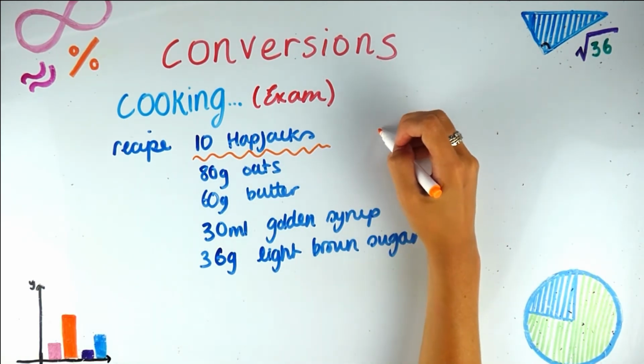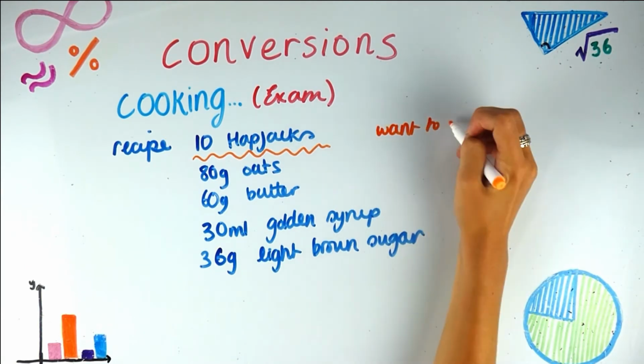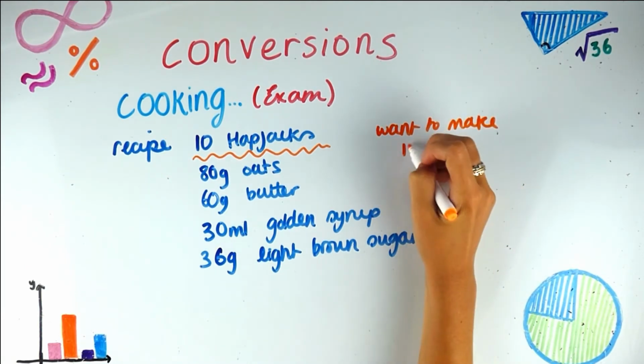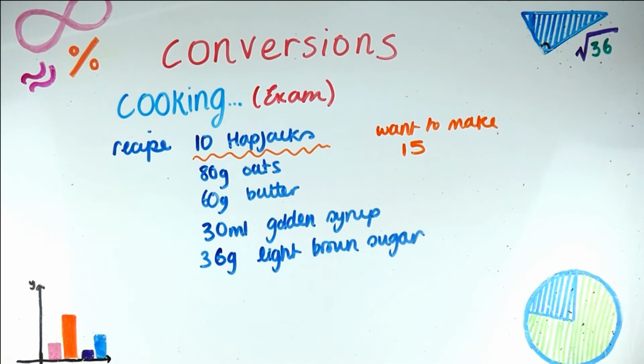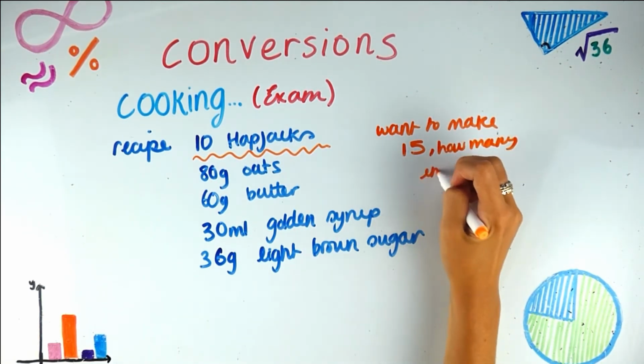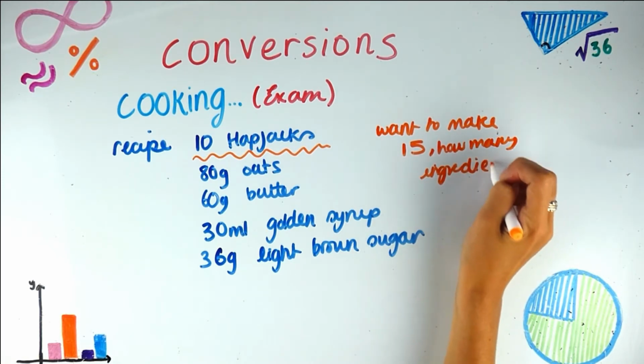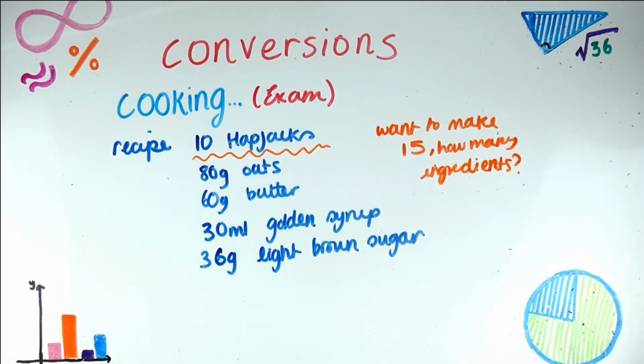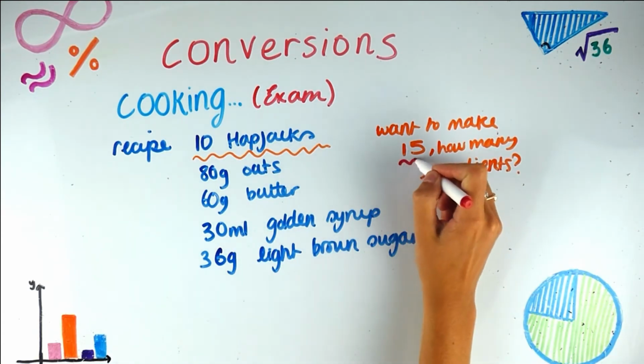So I want to make 15 flapjacks because I'm greedy. How many ingredients? Like, what's the weight? That's probably not the best way of phrasing it. Okay, so basically this again is scaling up, changing the number. Think of it like a unit. So we've got 10 flapjacks, but we want 15.